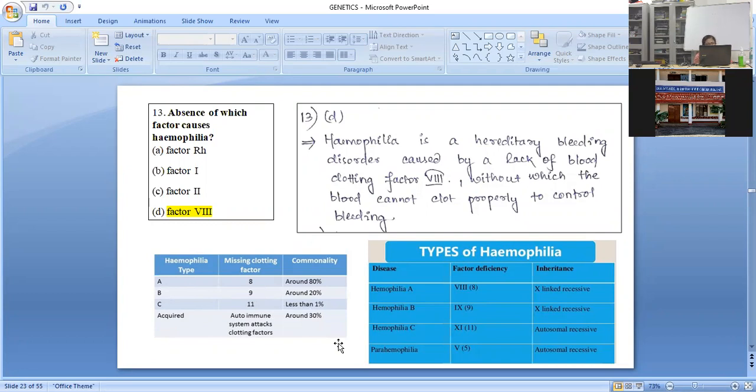So if nothing is asked, we'll straight away go for factor 8. If subtypes are given, hemophilia A, B, or C, then we'll go for specific factors.